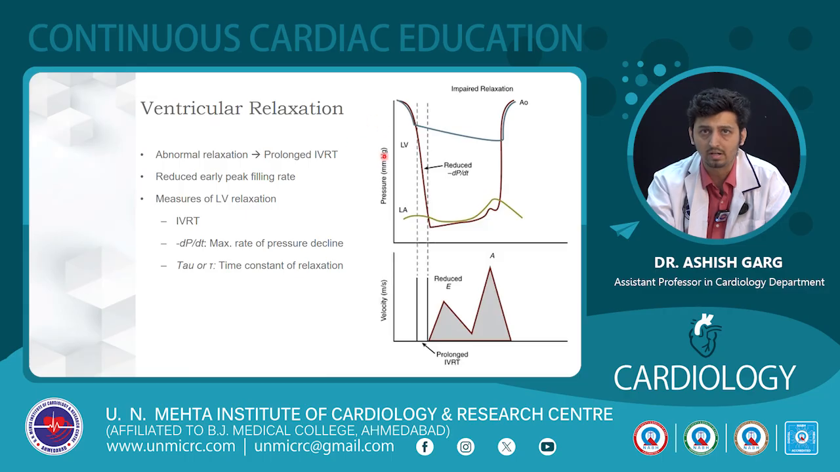If there is abnormal relaxation of the ventricle, there is prolonged isovolumic relaxation time. There is a reduced early peak filling rate. So the measures of LV relaxation are IVRT, dP/dt, which is the maximum rate of pressure decline, and tau, the time constant of relaxation, which is an invasively measured parameter and is an important parameter to assess diastolic function.